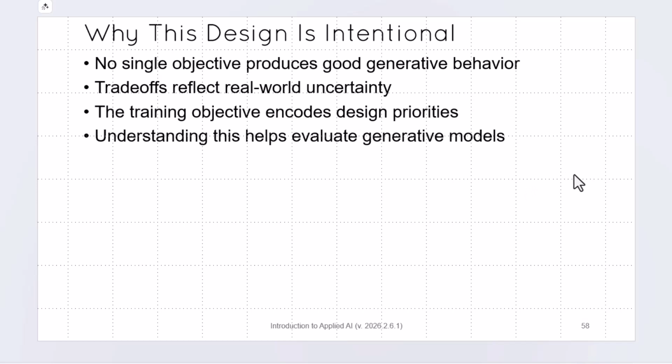Why this design is intentional. No single objective produces good generative behavior. Trade-offs reflect real-world uncertainty, and the training objective encodes design priorities. Understanding this helps to evaluate generative models.